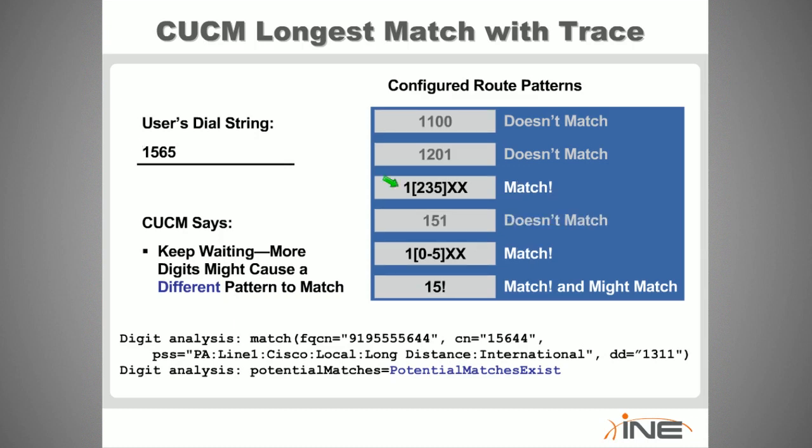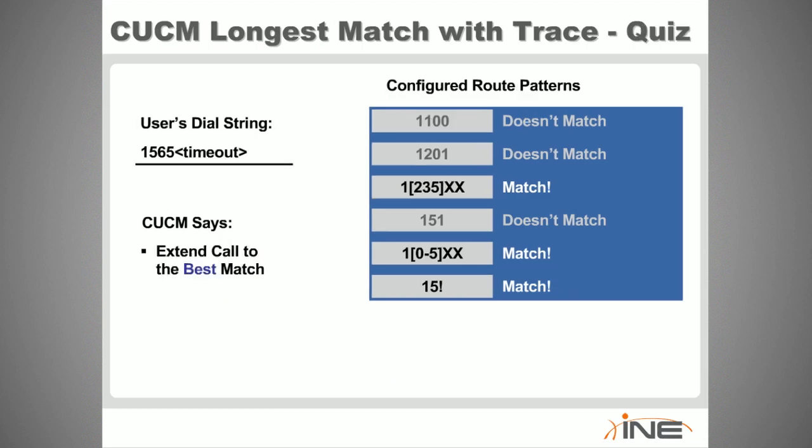Okay, so then we dial 1565. Now this, a single digit here, so 2 didn't match, 3 didn't match, 5 did. And then 6 and 5, that's a match. This single digit of 5XX, that's a match. And then this is still a match and a potential match. So then we have CUCM timeout.